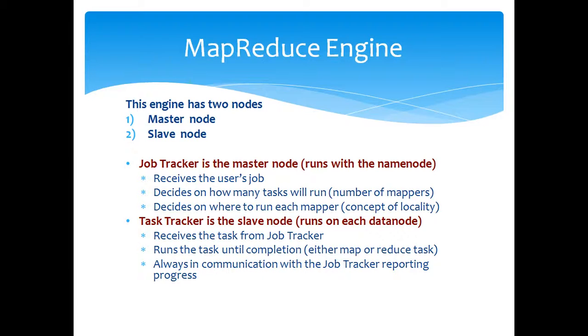The main use of the MapReduce engine is that the data we give to Hadoop is large, as I told. It will be divided into a certain number of parts based upon the type and size of the data. This is done by the MapReduce engine. The MapReduce engine has two parts, master node and slave node. The master node is also called the job tracker, and the slave node is called the task tracker.